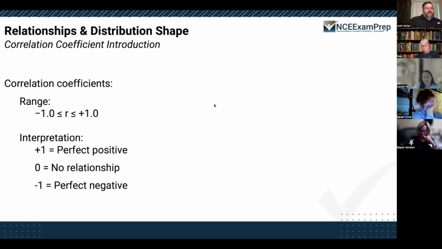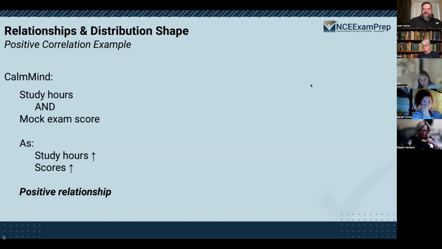So before we look at some actual numbers, let's look at an example of a positive correlation using our Calm Mind sample study: study hours and mock exam score. Is there a correlation between the hours studied and the score on a mock exam? As study hours increase, scores also increase. That's a positive correlation because both variables are increasing. Does that make sense?